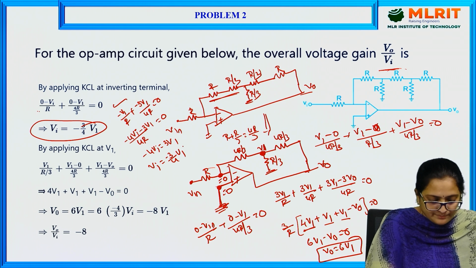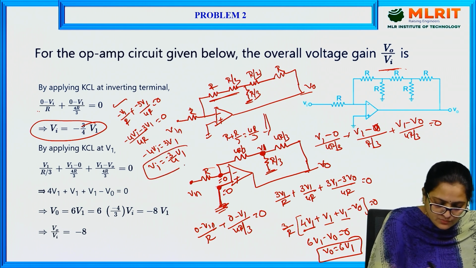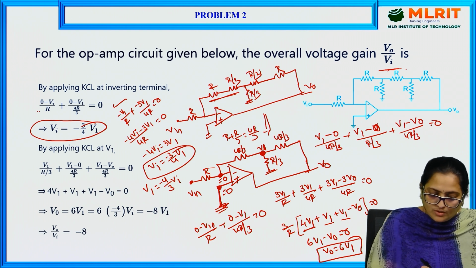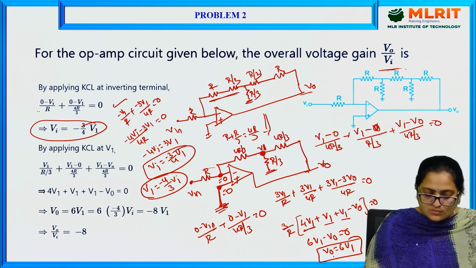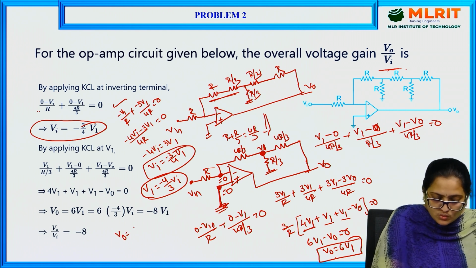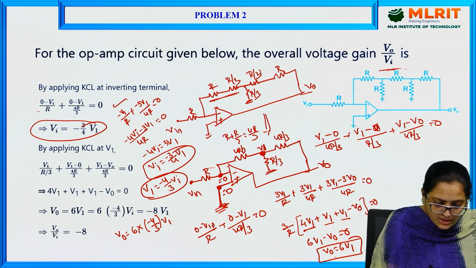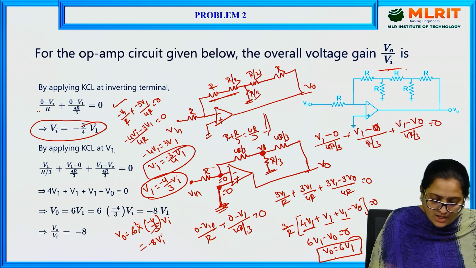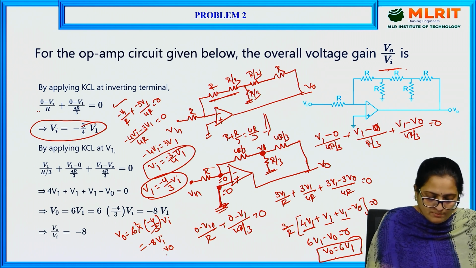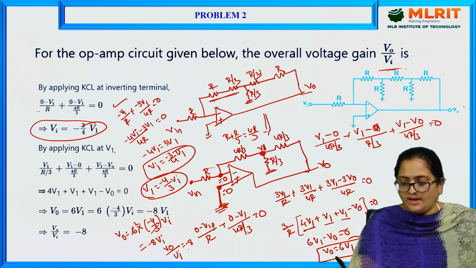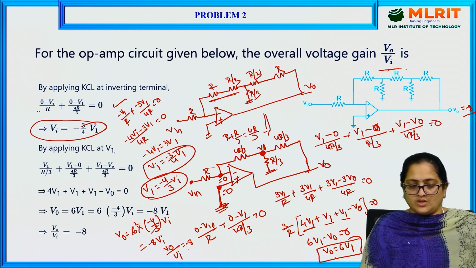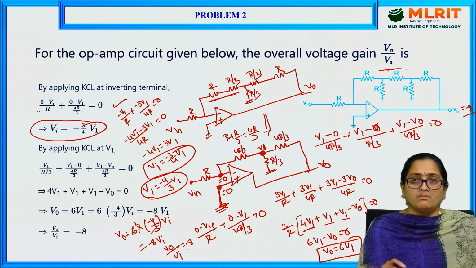But we know that from this, V1 value is minus 4 by 3 Vi. If you substitute this V1 value in V0, you can write V0 is equal to 6 V1, that is 6 into minus 4 by 3 Vi. So 2, that is minus 8 Vi. So V naught by Vi is equal to minus 8. This is how you can solve for V naught by Vi, which is the gain. The gain of the given circuit will be minus 8.